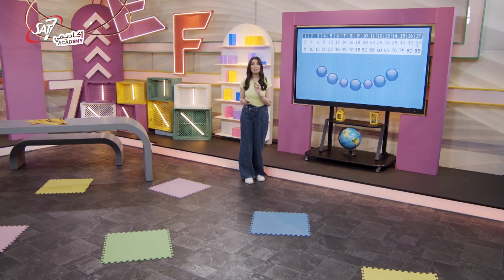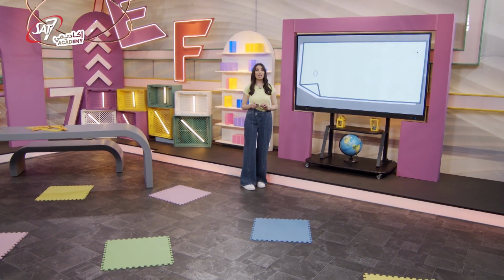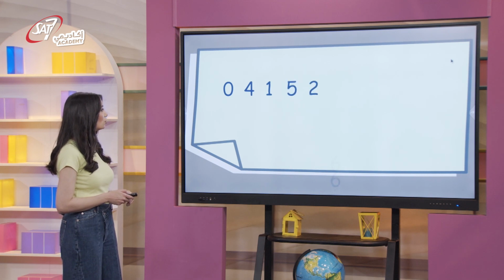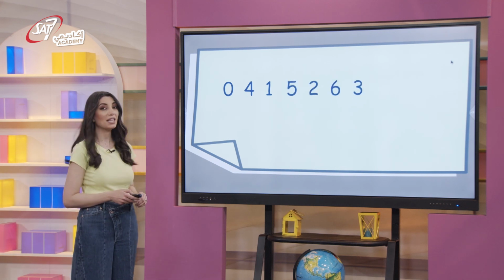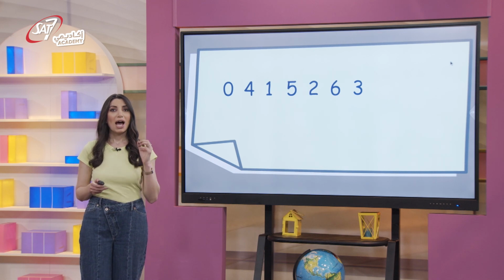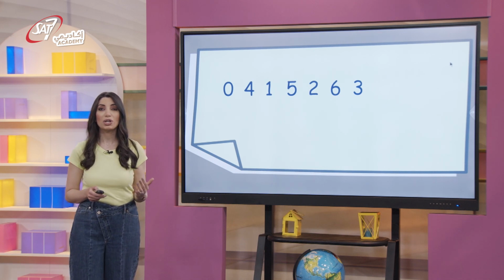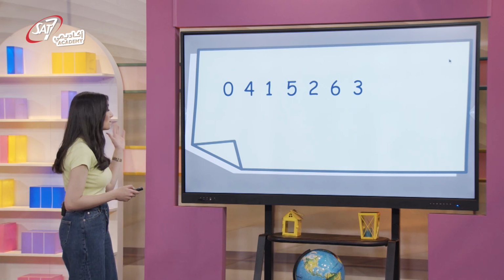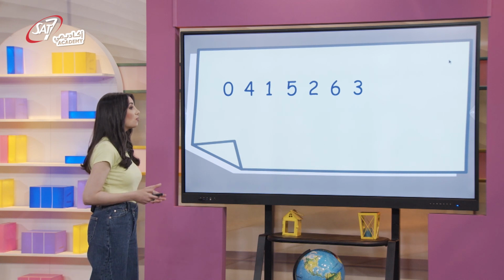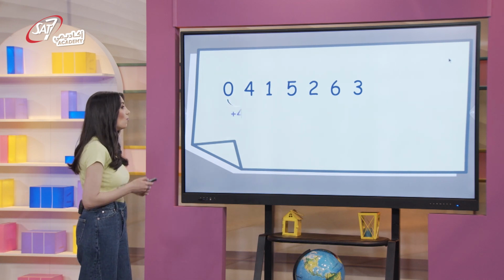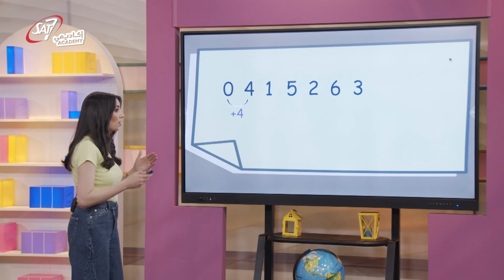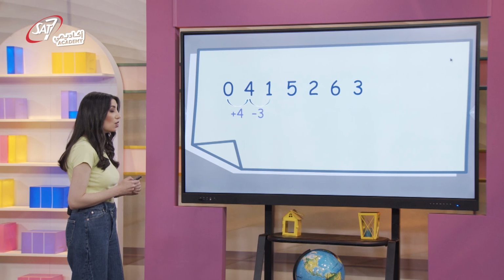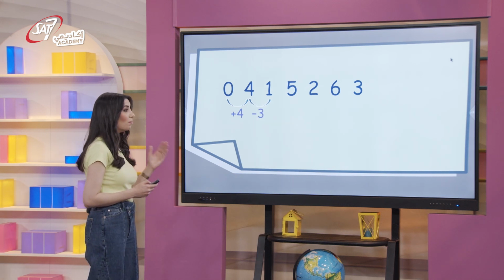Now let's look at some number patterns and try to guess the rule. 0, 4, 1, 5, 2, 6, 3. Think. How do I get from the first number to the second and from the second number to the third? From 0 to 4, the numbers are increasing. We are adding 4. From 4 to 1, the numbers are decreasing. We are subtracting 3. So the rule is plus 4 minus 3.